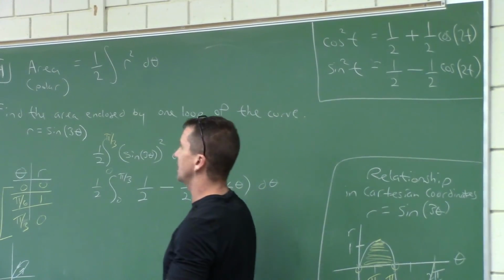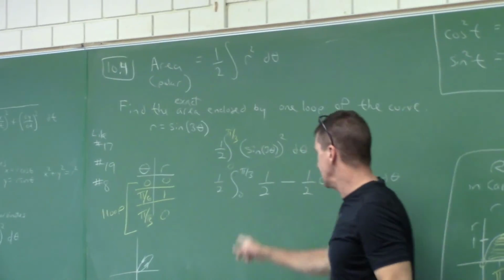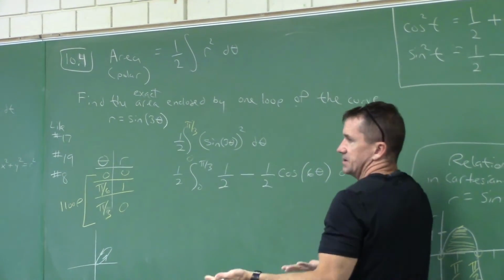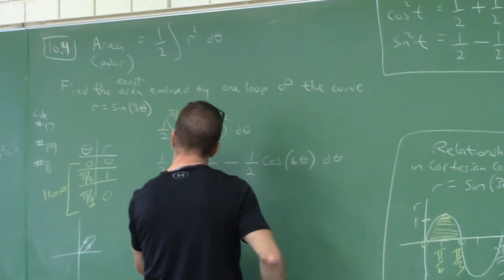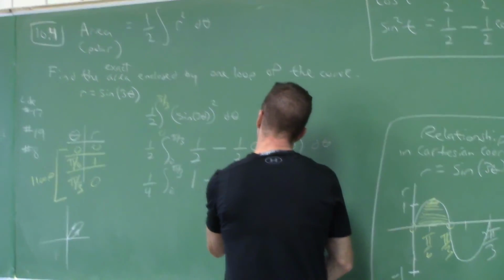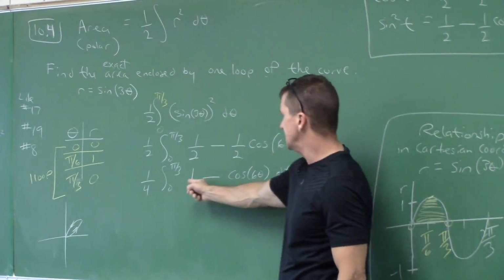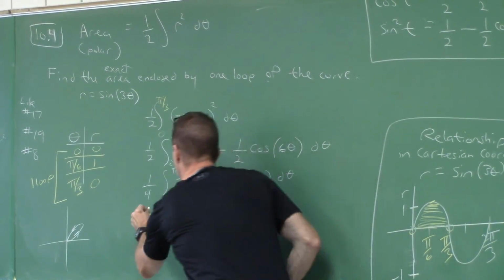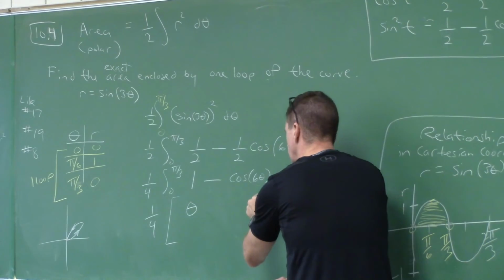But let's find the exact area. If we put this into our TI-84 or TI-83, it's going to give it in decimal form. Let's get the exact area. Suggestions? Do you want to factor out the half? It's up to you. Okay, I will. Let's factor out the half. 1 minus cosine of 6 theta. We expect a u sub right there. That's an easy integral. What's the integral of 1? Just theta. 1/4.